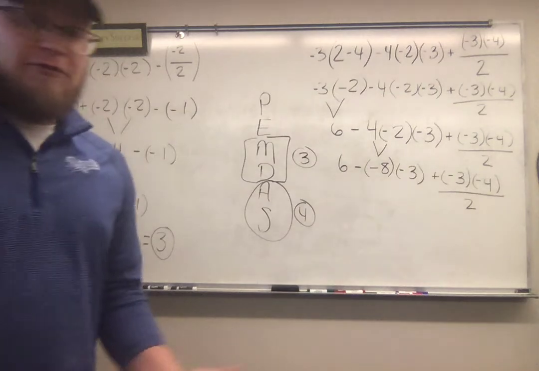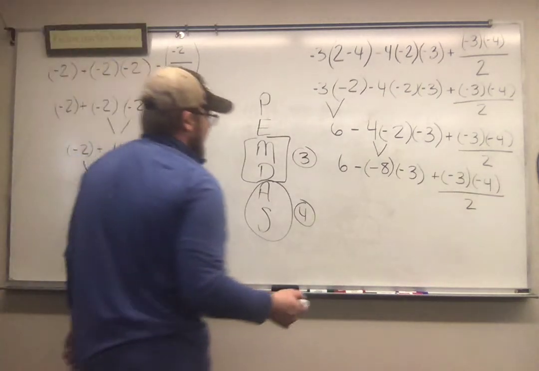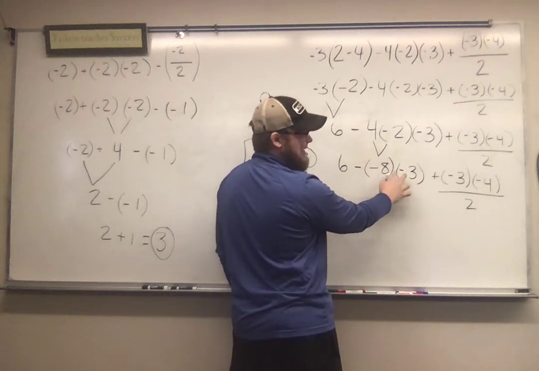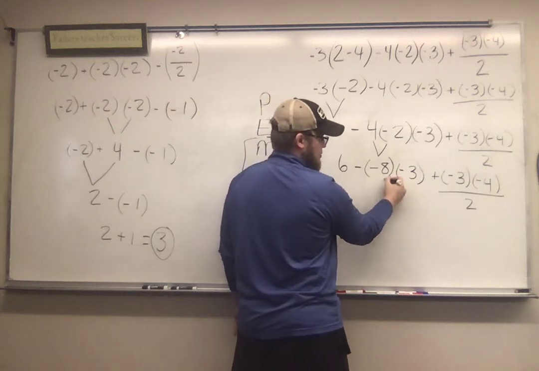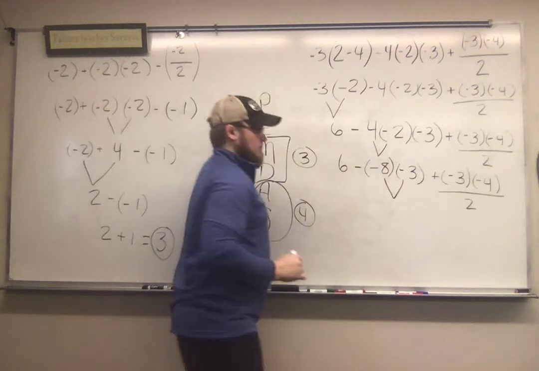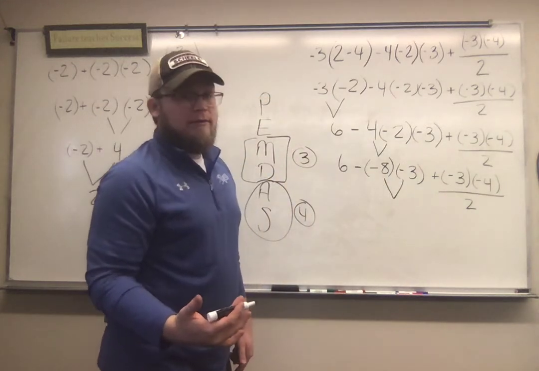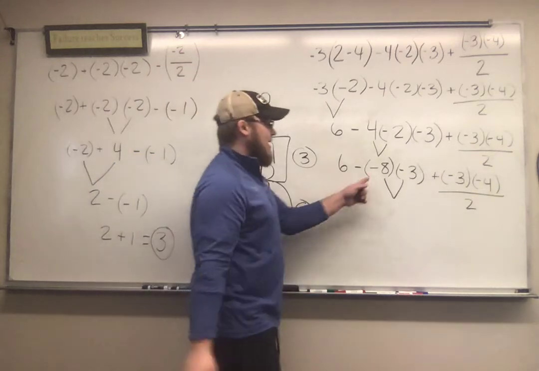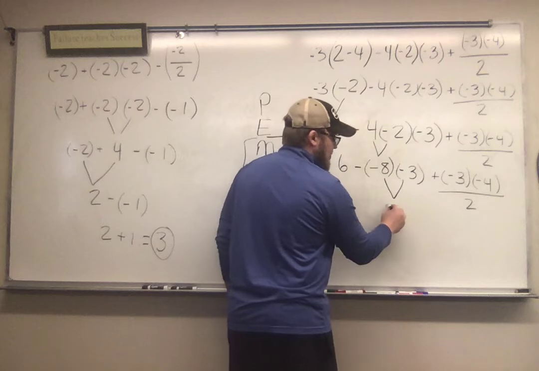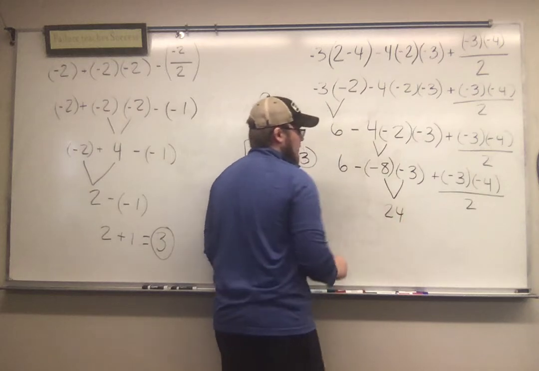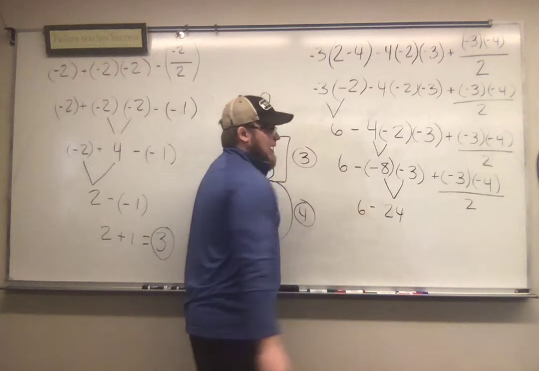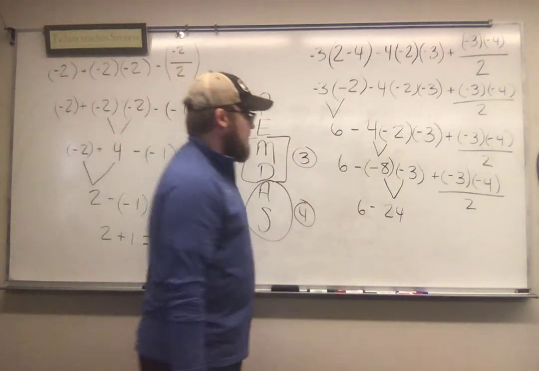Again, from left to right, order of operations. These two are next to each other in parentheses. That means to multiply. Negative times a negative is a positive. So I have negative 8 times negative 3. That's going to be a positive 24. I did not use the negative sign in front or the 6, and I'm now rewriting everything.